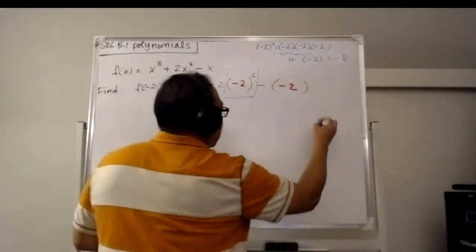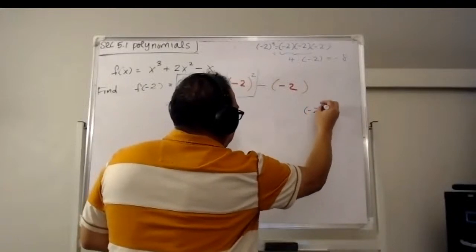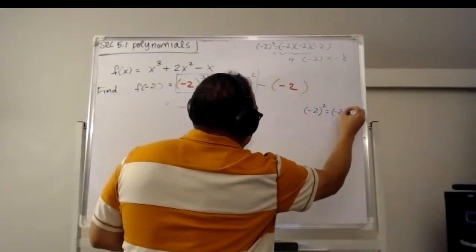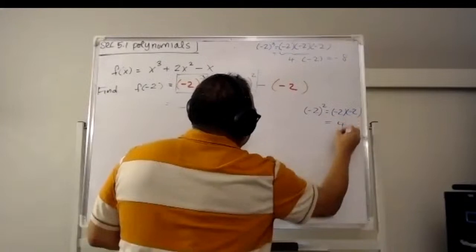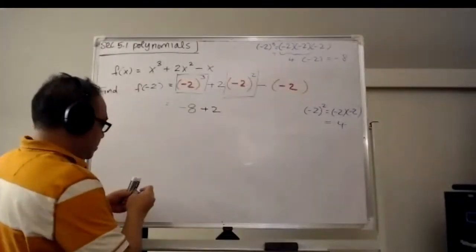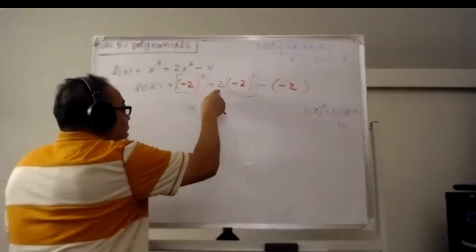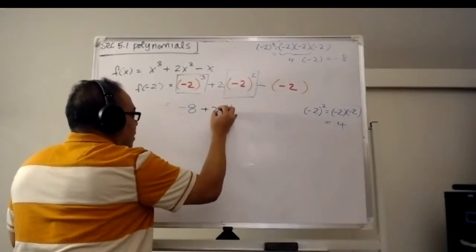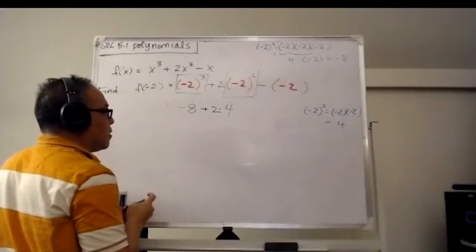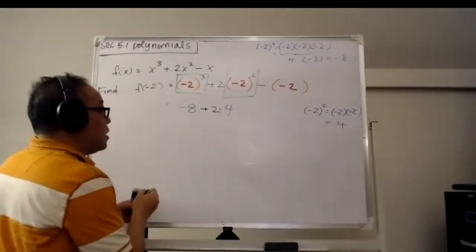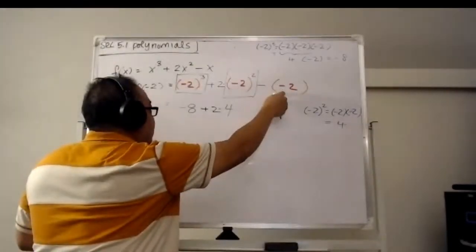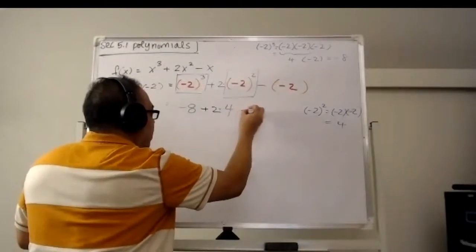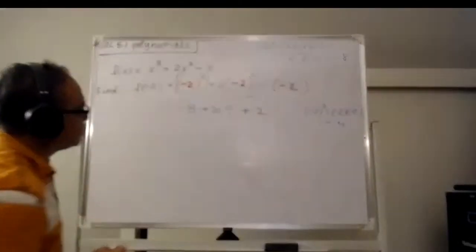And then -2 squared is equal to -2 times -2, which is 4. And now, in between these two things is a multiplication, so you've got to keep it, right? 2 times 4. Okay. And over here, this negative times negative turns into a +2.